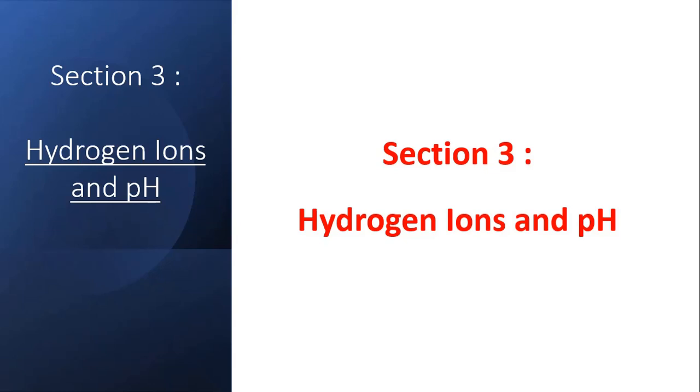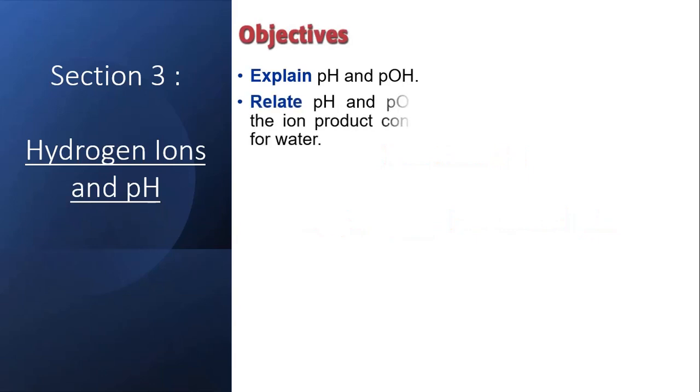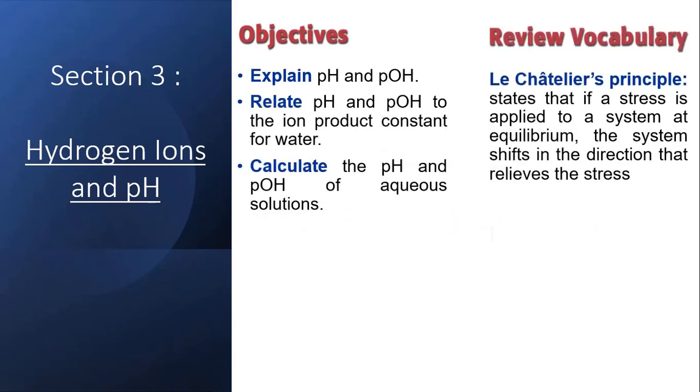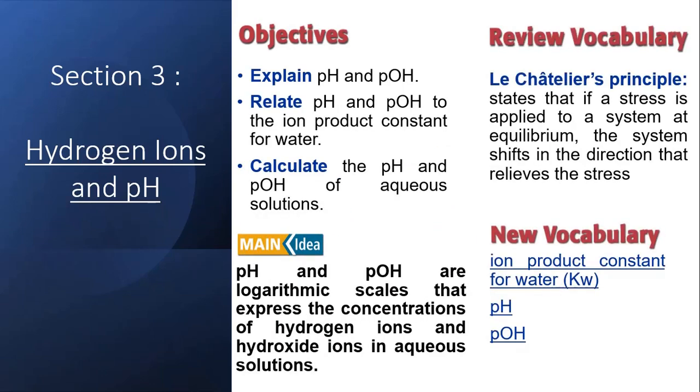Section 3 talks about hydrogen ions and pH. In this lesson, I'm going to talk about pH and pOH. And then we will relate both pH and pOH with their Ka and Kb, or the concentration of H positive and the concentration of OH negative ions. All this is going to be about calculations.